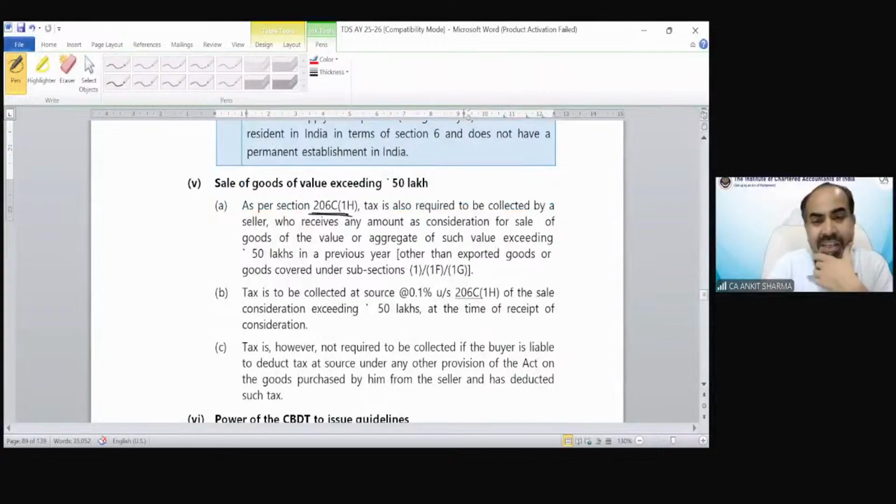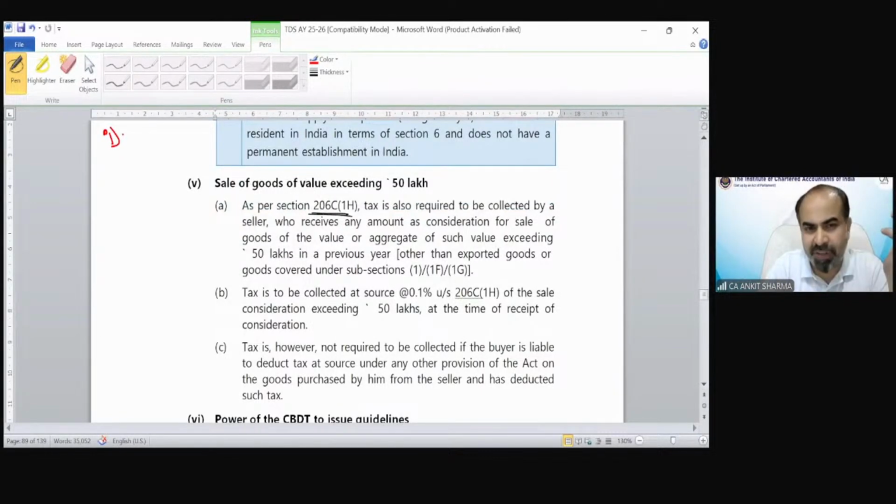Now the next TCS section. So in the TCS sections we have covered point 1, in which there were some specific goods like tendu leaves, alcoholic liquor, timber, etc. Then the second point was for toll plaza, parking, etc. The third was for motor vehicle exceeding 10 lakh. The fourth was the liberalized remittance scheme and the tour package provision, whatever we have gone through. So this was for goods. This is for three services. This is for more than 10 lakh rupees motor vehicle. This is for LRS and tour packages.